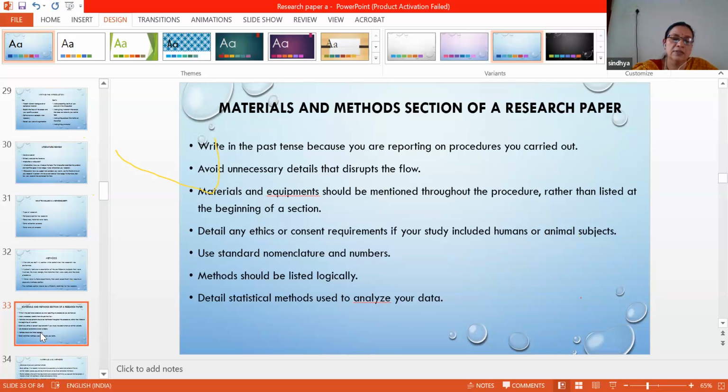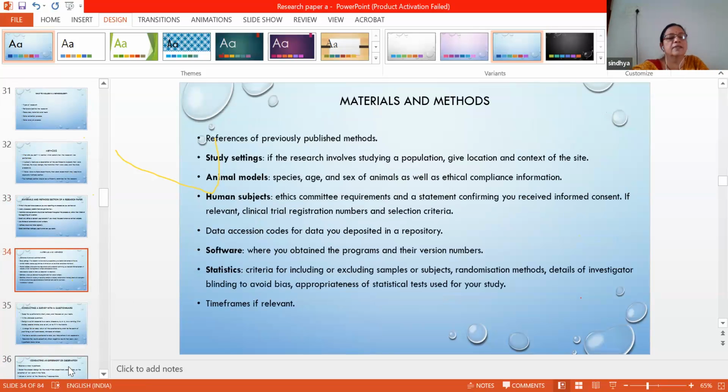Also include any ethics or consent requirements if your study included human or animal subjects. That is demanded by almost all publishers, because informed consent is to be sought. Then use standard nomenclature and numbers, a logical presentation of the methods, and detailed statistical methods. So whatever statistics you are going to use can be mentioned in the methodology, materials section.